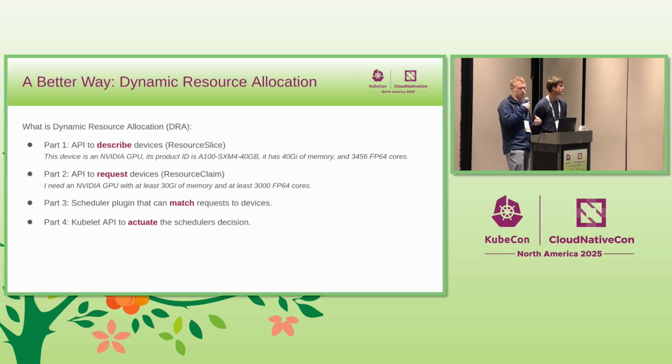It allows drivers to describe the devices available and attach capacities and attributes to these devices. So, for example, it's also to say, like, this device has 40 gigabytes of memory. The second part is an API to request devices. This is the resource claim API, and it lets you specify things like, I want an NVIDIA GPU, and it needs to have at least 30 gigabytes of memory. The scheduler plugin matches requests to the available devices, and the Kubernetes API is responsible for actuating the decisions from the scheduler and makes the devices available in the containers.